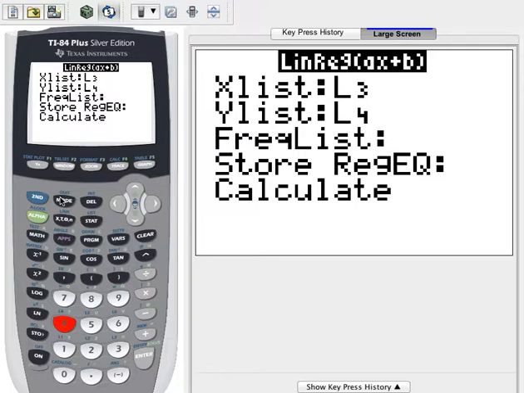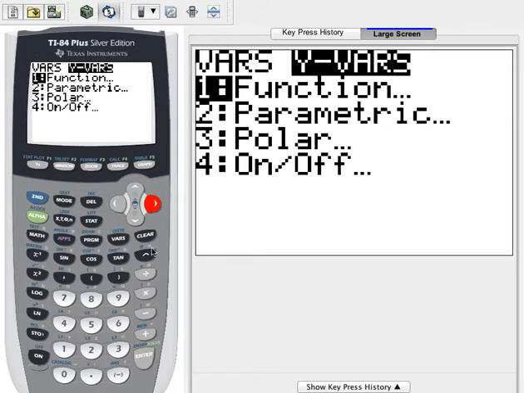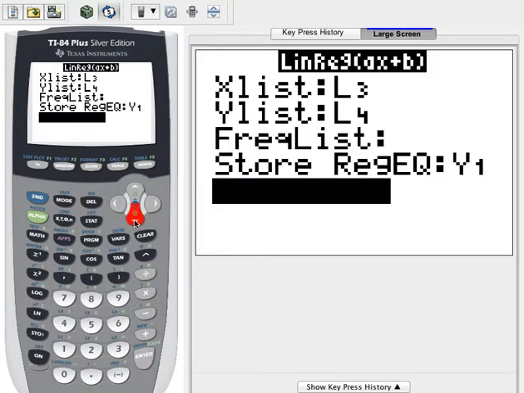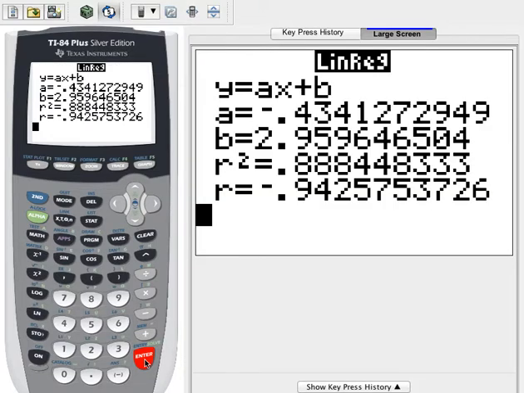And our x list is the log of the x values. Those are in L3. The y list is the log of the y values. They're in L4. I'm going to move my cursor down to store PwrReg. We'll hit Vars, Y-Vars, Function, Y1, and we'll calculate.